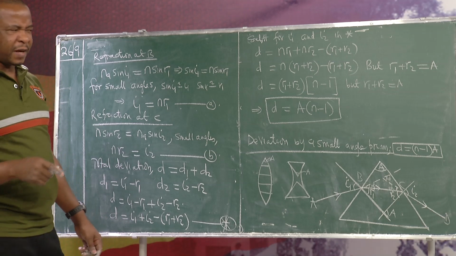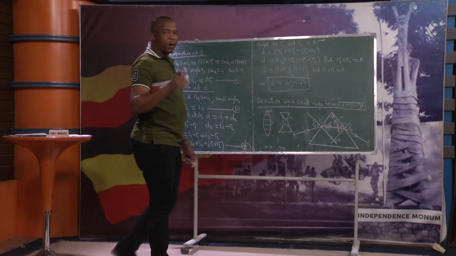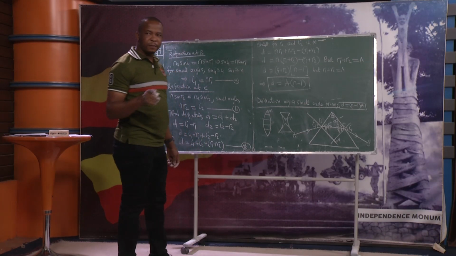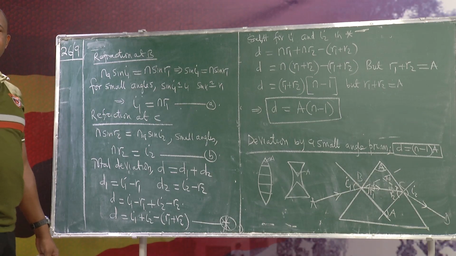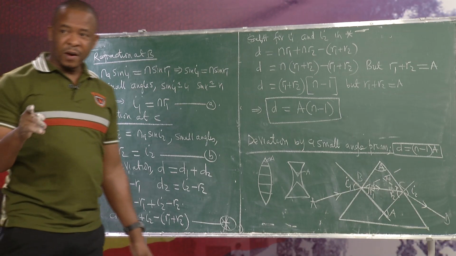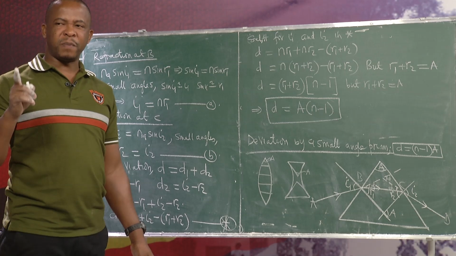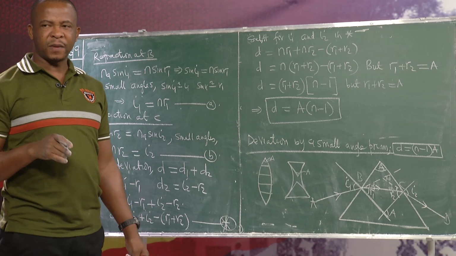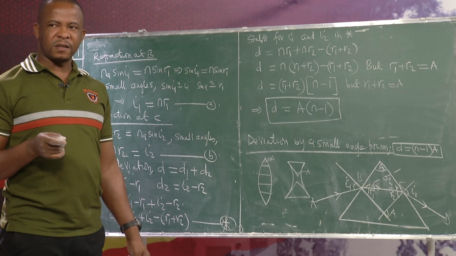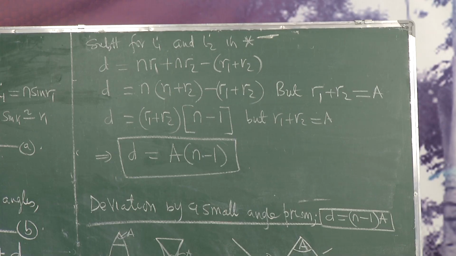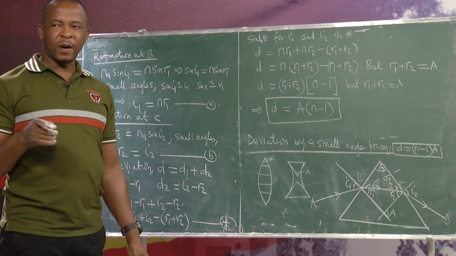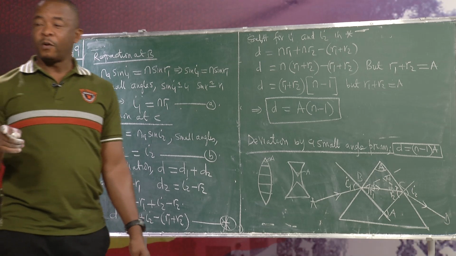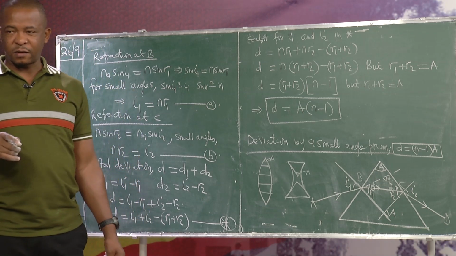As we wind up today's lesson, I want to leave an assignment for students to read about how to use a prism spectrometer to measure refractive index of a prism and how to do the adjustments of the prism spectrometer in that experiment.